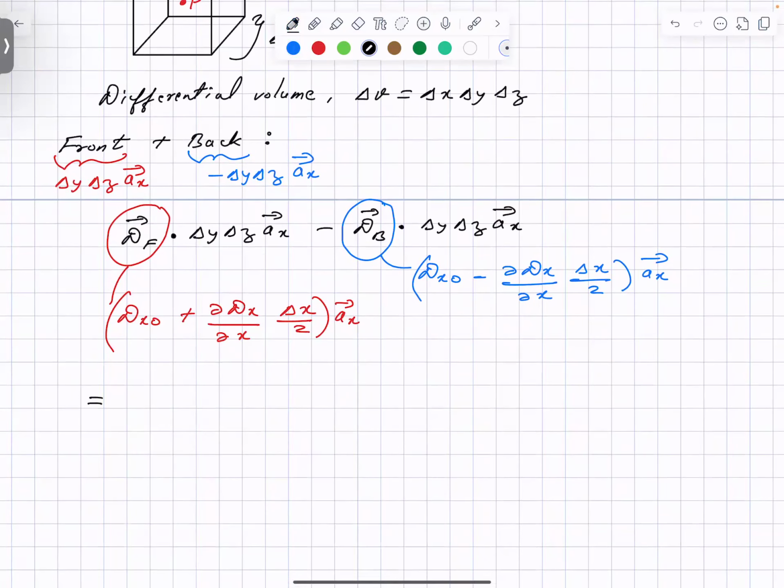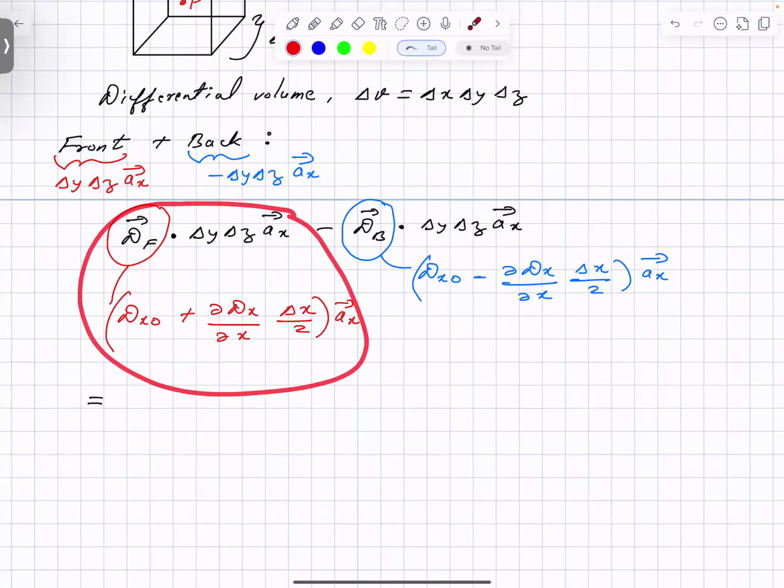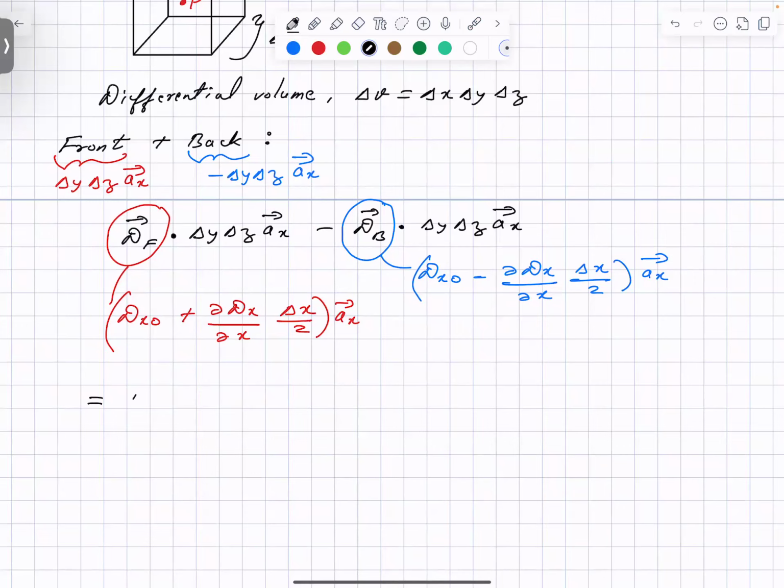And then when we combine these, we're doing the dot product with all that. So what we get is Dxo delta y delta z plus the derivative with respect to x, then delta x delta y delta z by 2. Okay, ax dot ax is going to be 1. So this is for just the front part.